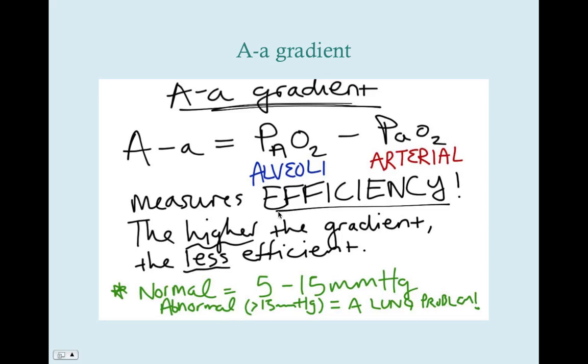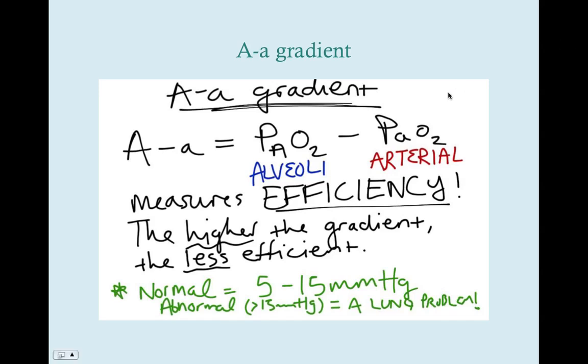So this measures efficiency. And the higher the gradient is, the less efficient the lungs are working. Because you can breathe in a ton of air, a ton of oxygen into your alveoli, but if it's not crossing over into the arterial circulation, then you've got a problem in your alveoli to arterial gap there. You're not getting the oxygen from your alveoli into your arterial circulation. So a normal AA gradient is 5 to 15 millimeters of mercury, and you can really just consider anything above 15 millimeters of mercury in your AA gradient to be a lung problem.